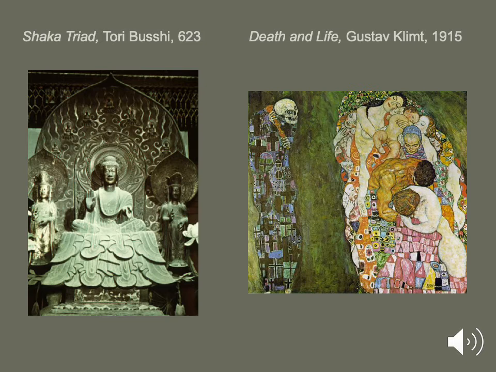So in this slide, you can see a comparison between the Shaka triad and death and life that we looked at earlier. You can see the difference between symmetrical and asymmetrical balance in these two works. And so both of these works have a lot of visual interest. They both have pattern and texture. One is three-dimensional, one is two-dimensional. But the main difference is the use of balance.